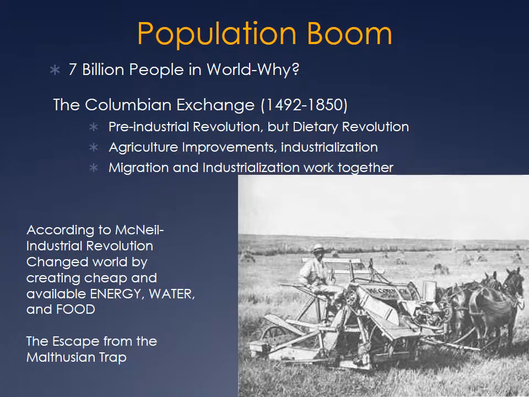According to J.R. McNeill, who is a very famous author, an environmentalist historian, he said that the Industrial Revolution changed the world by making available cheap energy, cheap water, and cheap food. And so he says that this was what allowed people to escape what's called the Malthusian trap. And the Malthusian trap was that human populations were always naturally regulated by their environment before the Industrial Revolution.